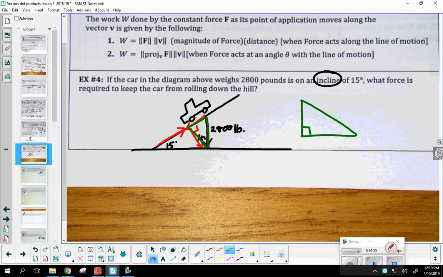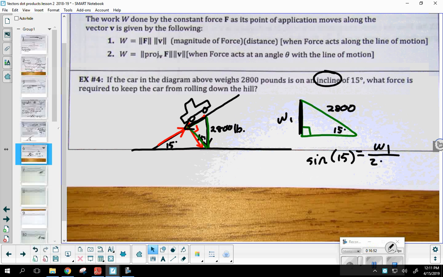Remember, the hypotenuse was 2,800 pounds, right? We know that this angle was 15 degrees, and what we're trying to find is this magnitude right there, what we call W1. So I want this side length. Well, think about it. It's just right triangle trig. Remember, that's represented by W1. What trig function can I use if I know a side opposite and a hypotenuse? Sine. I can say that sine of 15 degrees is equal to W1 over 2,800.